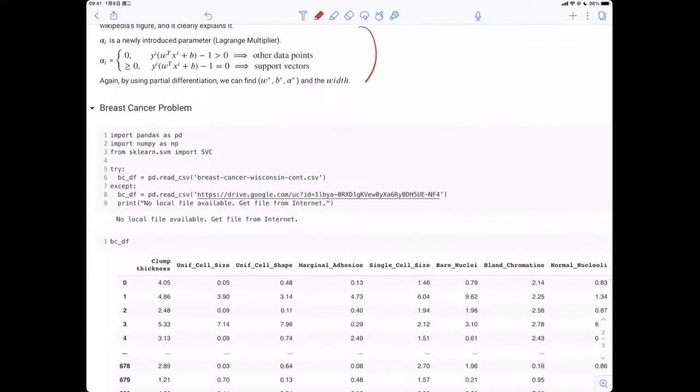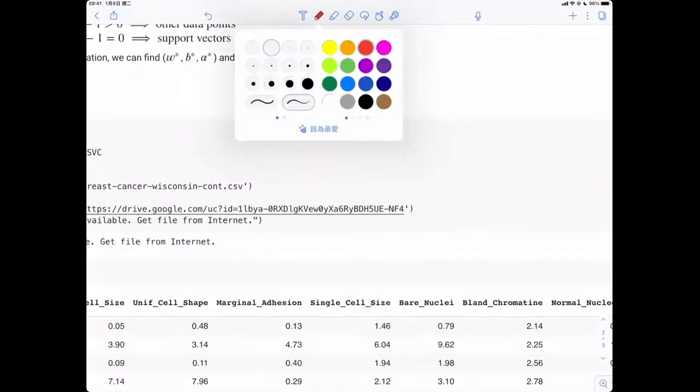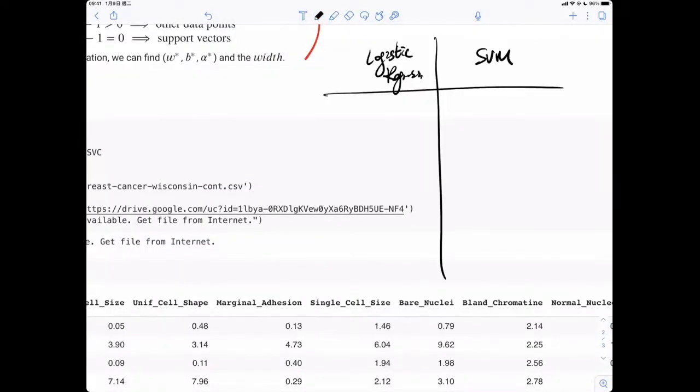So basically, if we have such a tool, what is the difference from usually logistic regression? It will try to find a target. It is a binary target.